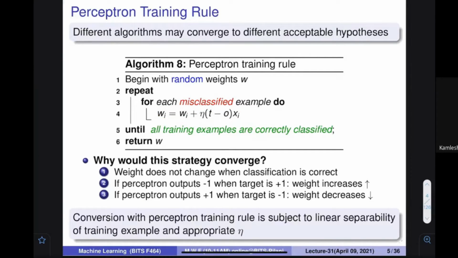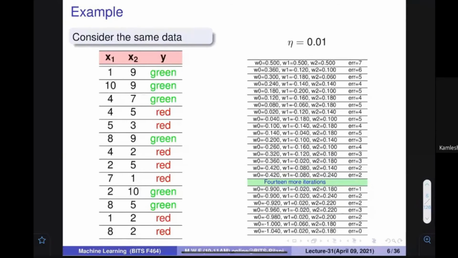Using this kind of modification, if you do it a sufficient number of times, then you would be able to converge. This is an example. We also saw this in the last class. We started by assuming that all the values are 0.5. We saw that there were 7 errors. But when we modified our weights using this perceptron training rule, the weights changed and the number of errors reduced from 7 to 6.